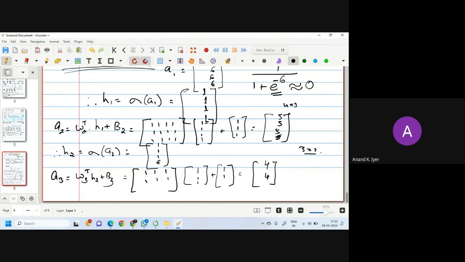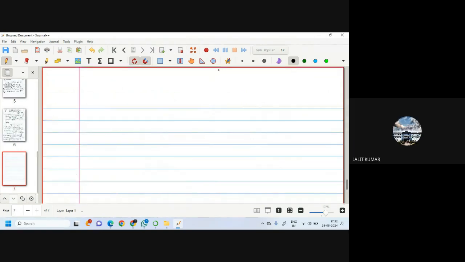Right. Now we go to H3. H3 is equal to softmax of 4 and 4. When these values are the same, then it becomes 0.5, 0.5. Correct. Therefore, now straight away we can come to W3.